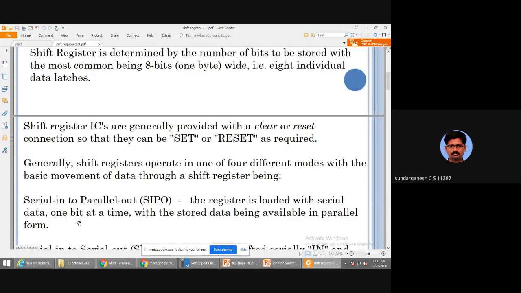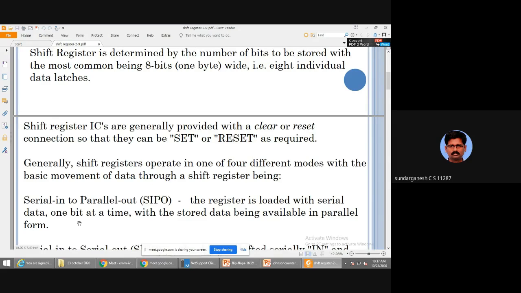Nowadays, shift register ICs are available. No need to connect flip-flops. A shift register IC is itself available in the market. This shift register IC has several inputs. One input is the set input, another is the reset input. If we give set input 1, all the flip-flop outputs will be 1. If we give reset input 1, it will make all the outputs 0. That is known as set input and reset input. Shift register ICs are available in the market.